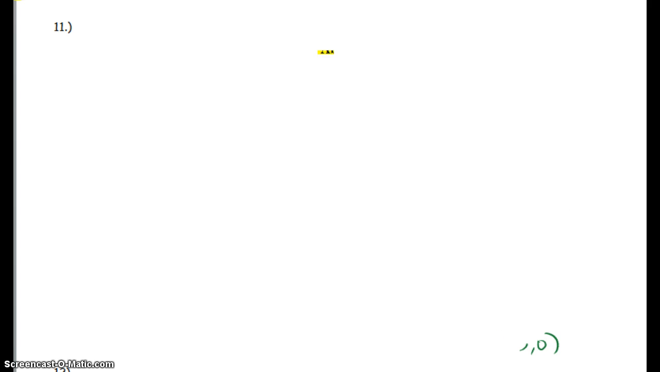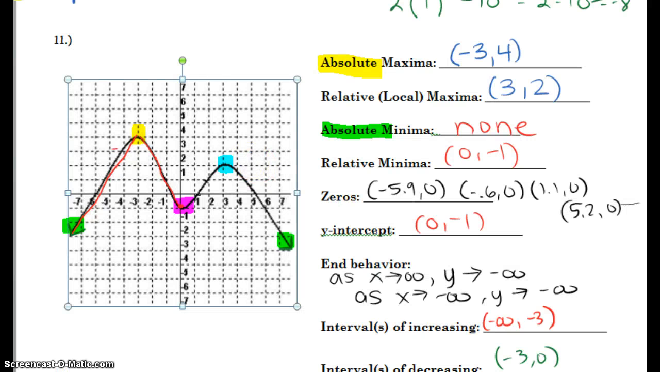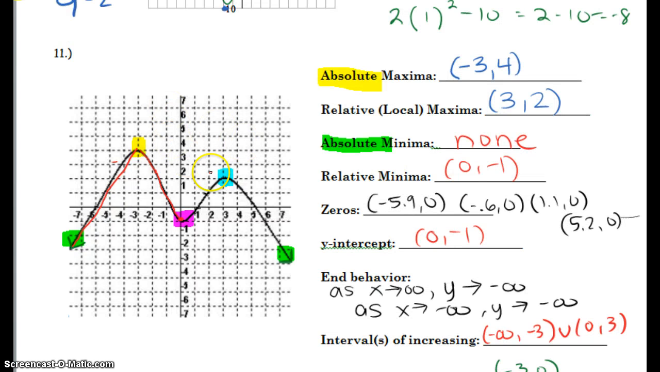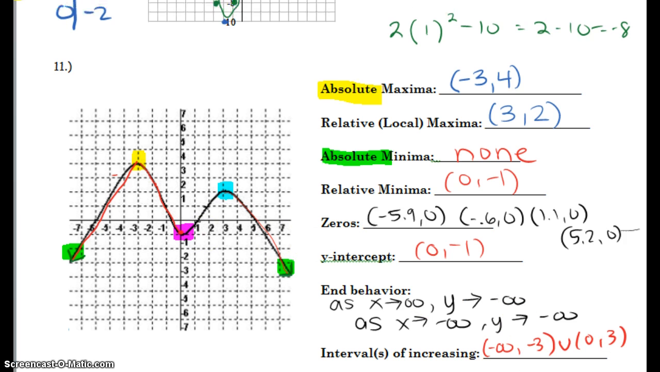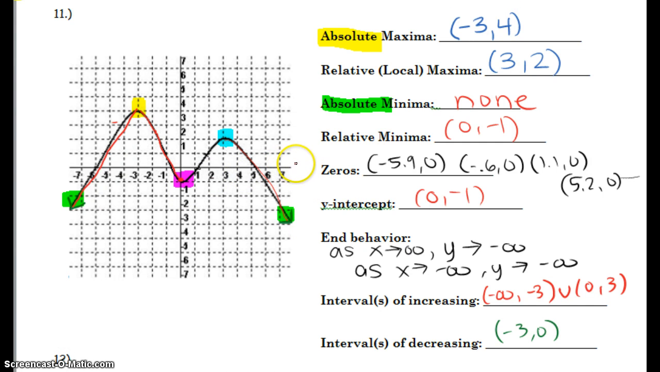Then at 0, again, I'm turning around. At 0, I start increasing again, from 0 to 3. And then at 3, I turn around again, and I start decreasing. Now don't make the mistake to write that it decreases until negative infinity. We're talking about x's, and this is getting bigger on the x's. So this is from 3 to positive infinity.